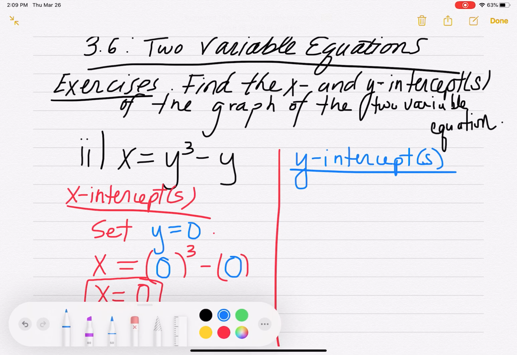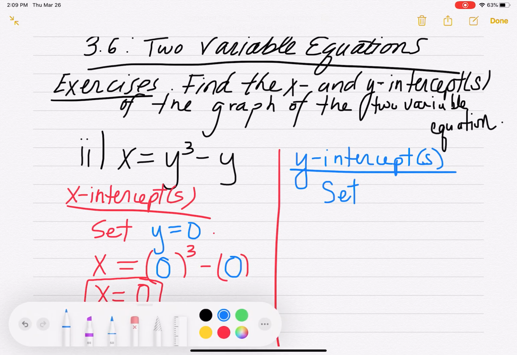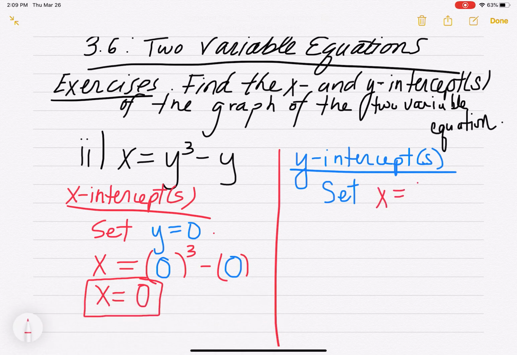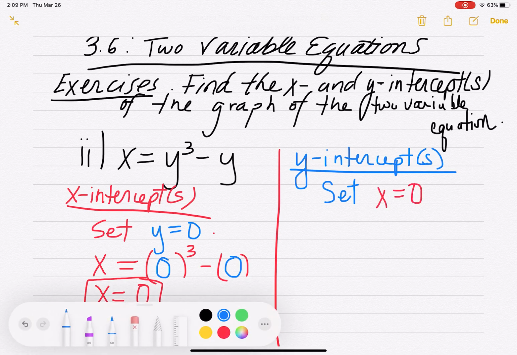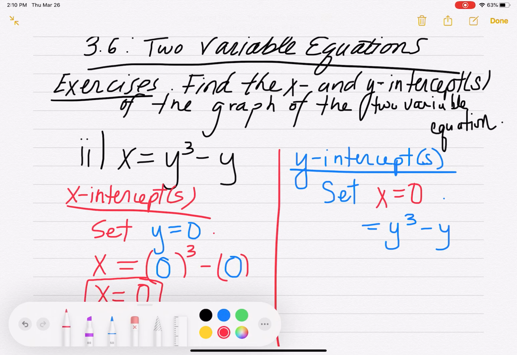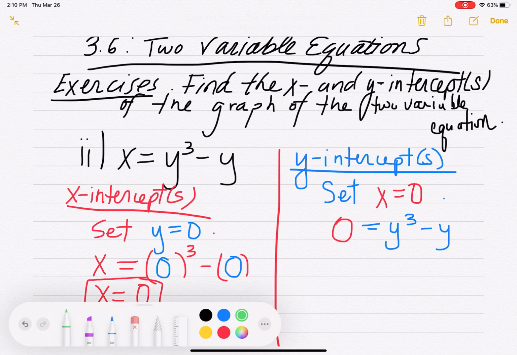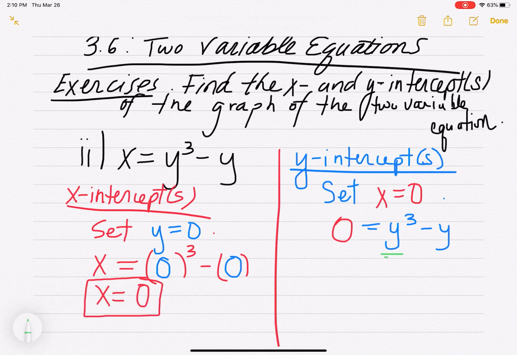Now, let's go on to the Y-intercepts. For that, you're going to set the X coordinate equal to 0 and solve for Y. So we go back to our equation: blank equals Y cubed minus Y. In place of the X on the left-hand side, I'm going to put a red 0. So what do I have? I have 0 equals Y cubed minus Y. How can we solve this equation?